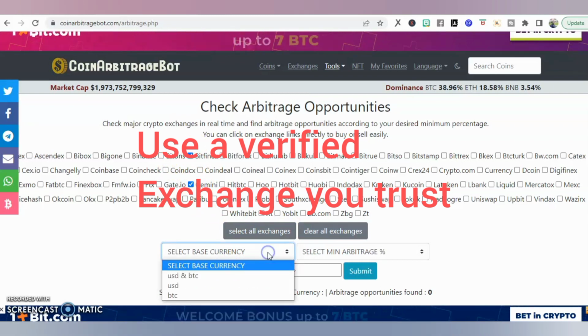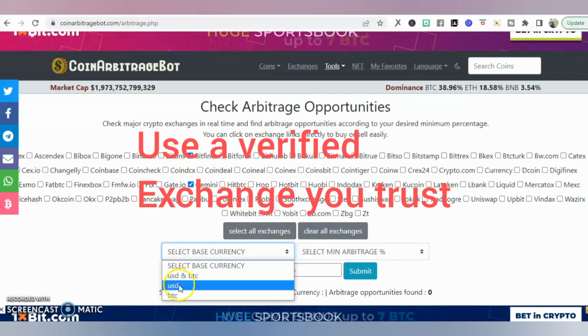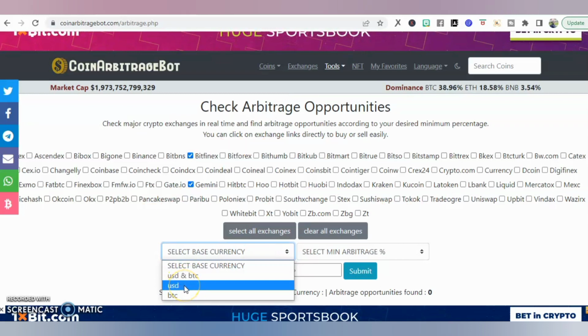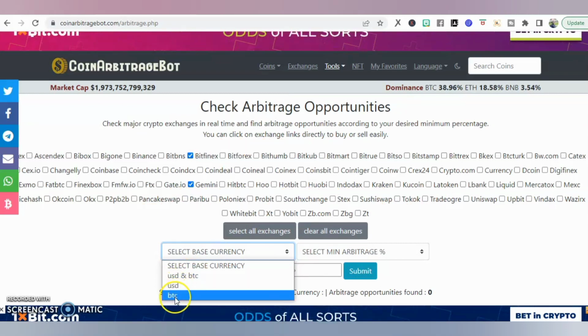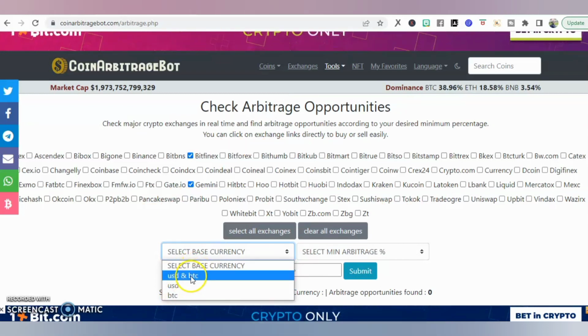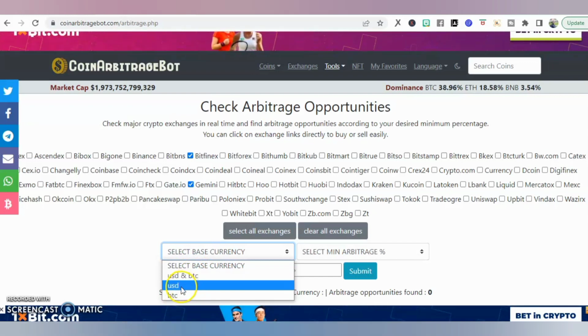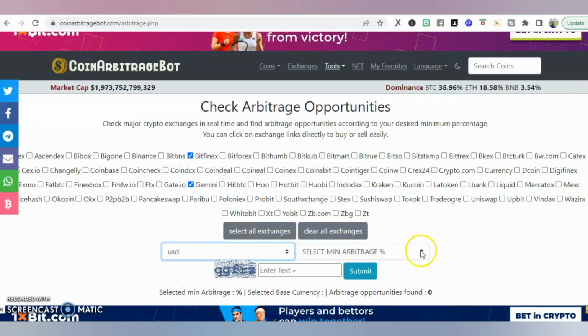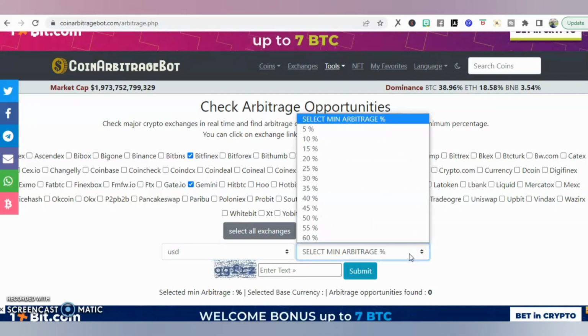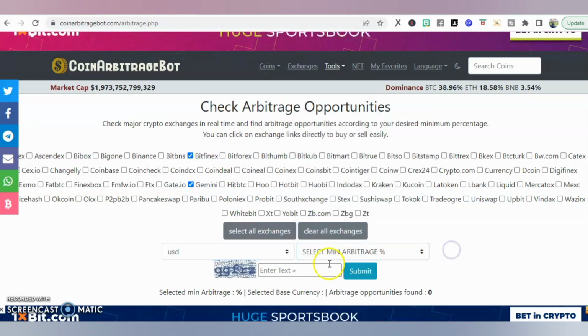Then here, if you want to go for the USD market alone, you select it. And if you want to go for BTC alone, you select. If you want to go for the two, you select both USD and BTC. So let's just go for USD alone. Here, this minimum percentage, you can leave it that way without changing it.